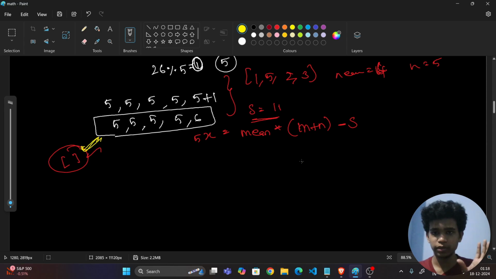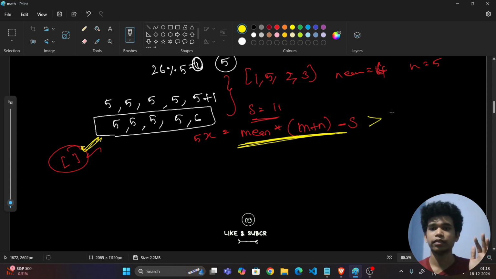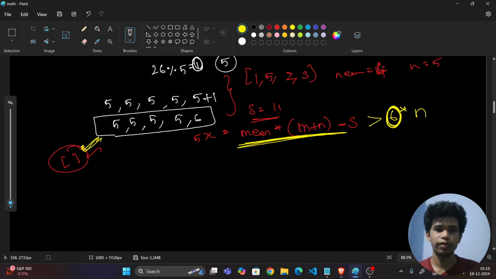So when can I return the empty array? Just observe this. Whenever this value is greater than 6 into n, then even if I take every missing value as 6, I still cannot satisfy the equation, right? So I will just return the empty list. Another condition is if it is less than n. What does this mean? Let me take an example. This is the observation they have given, and n is equal to 1 and the mean is also 1.